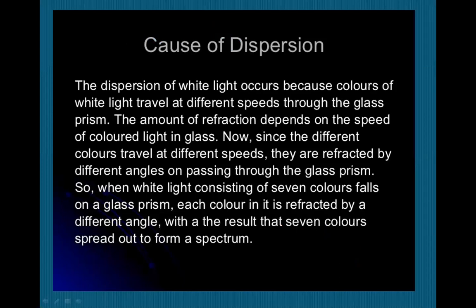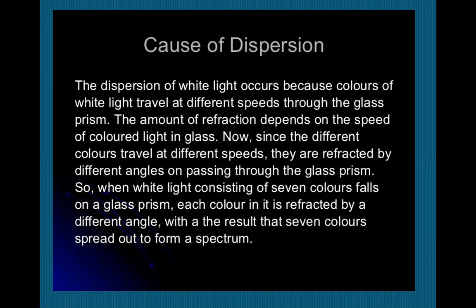What is the cause of dispersion? Actually, the dispersion of white light occurs because the colors of white light travel at different speeds through the glass prism, because every optical medium has a different optical density. The amount of refraction depends on the speed of colored light in the glass.